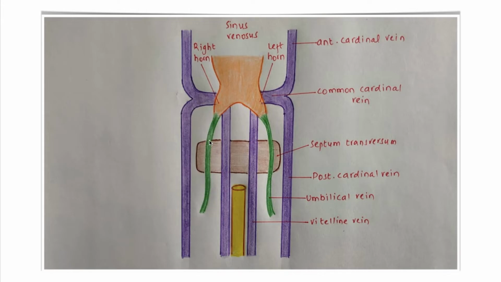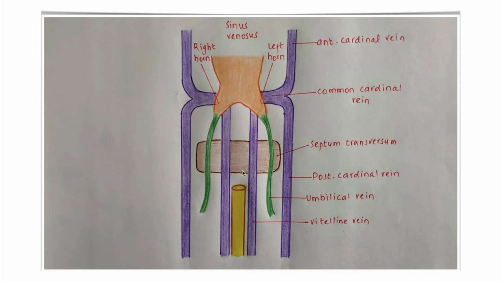Now very obviously the umbilical veins are carrying oxygenated blood from the placenta to the right and left horn of the sinus venosus. So this is the sinus venosus and this is its right horn, this is its left horn. This is the right umbilical vein, this is the left umbilical vein. Now these two are the vitelline veins, right and left. Initially they carry poorly oxygenated blood from the yolk sac, and once the yolk sac disappears they carry poorly oxygenated blood from the developing gut.